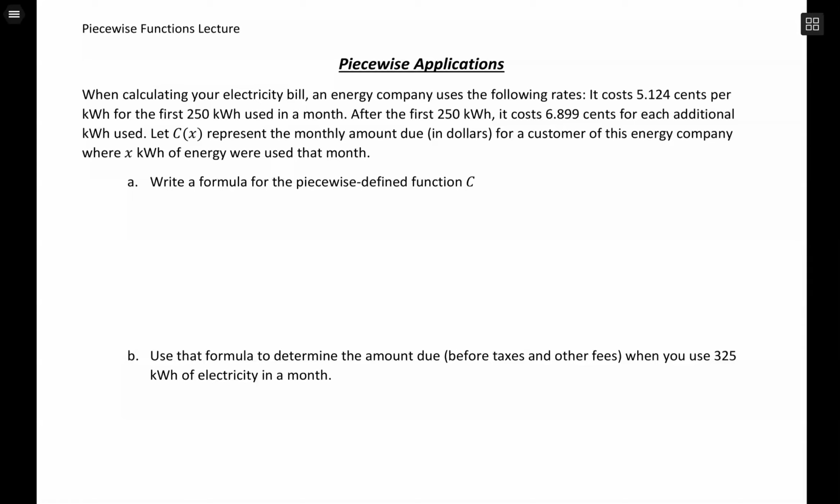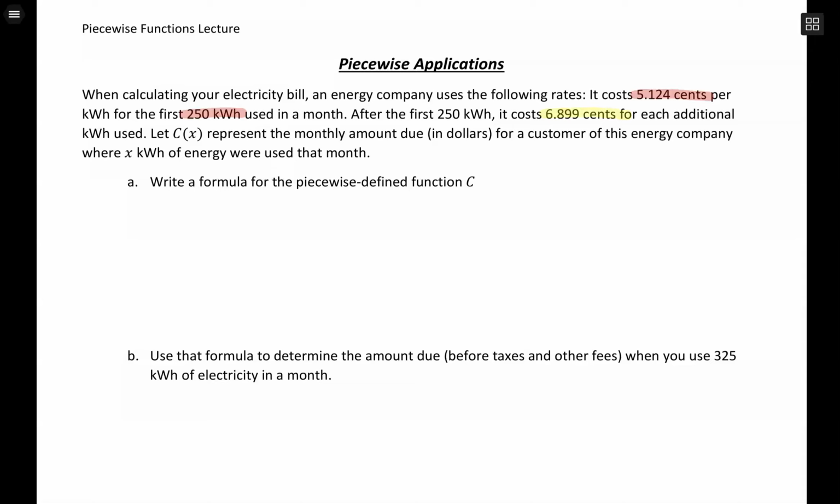following rates. So we have 5.124 cents per kilowatt hour for the first 250 kilowatt hours. So what we can tell is that 5.124 is only going to work for these kilowatt hours 0 to 250. After the first 250 kilowatt hours, it costs 6.899 cents. I'll do this in a different color for each additional.